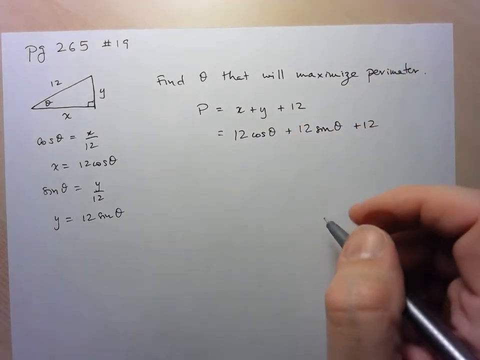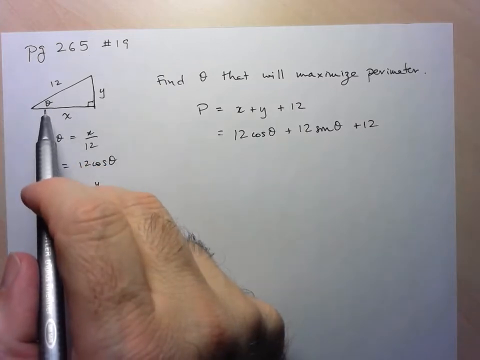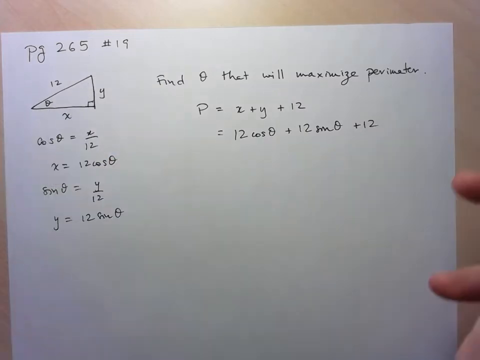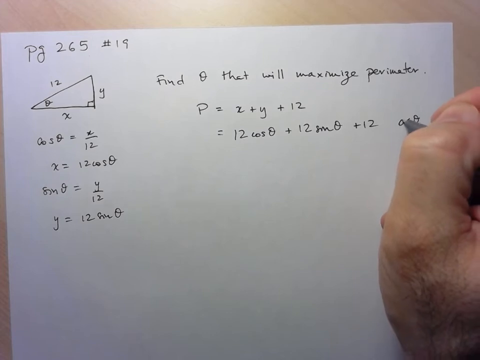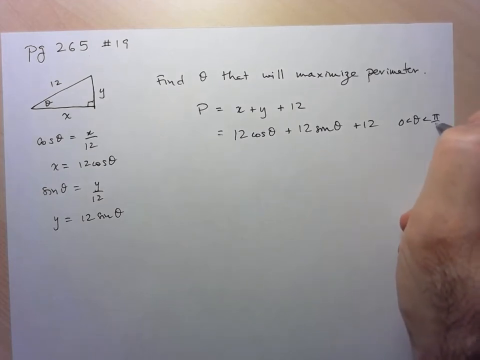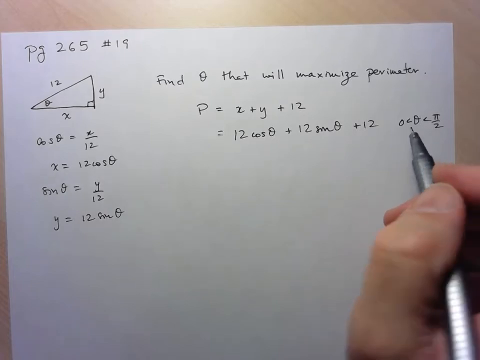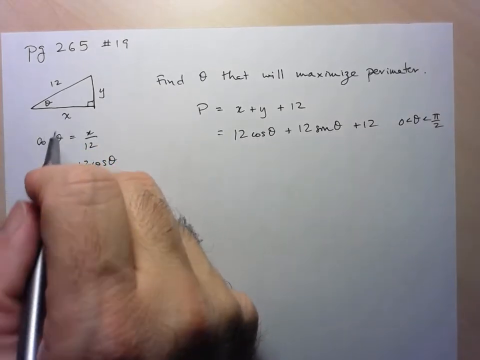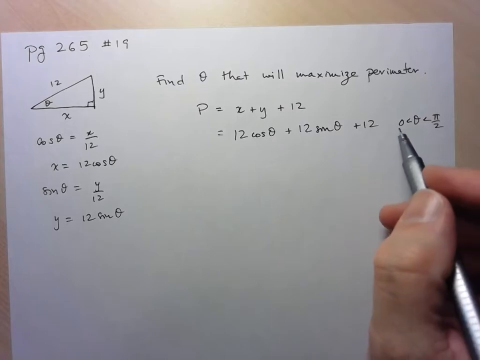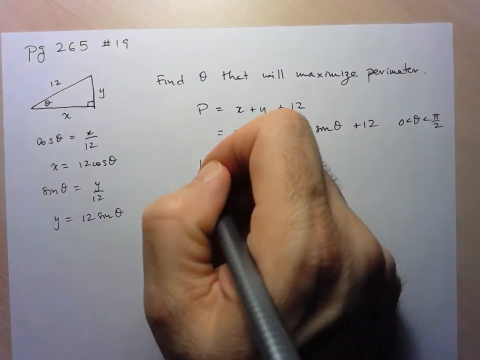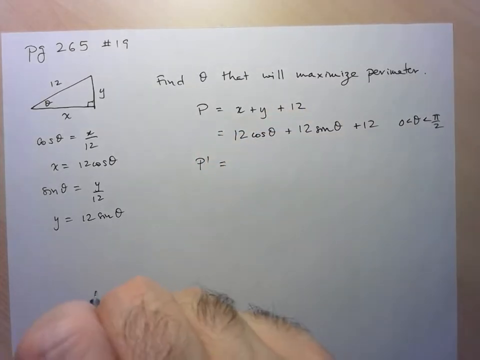Okay, and since we're working in a right angle triangle, we know that theta is going to lie between 0 and pi over 2. Okay, and it's non-inclusive since if theta is 0, there's no triangle, and similarly for pi over 2. Okay, so we don't have a closed interval situation. Next step, find the critical numbers here.